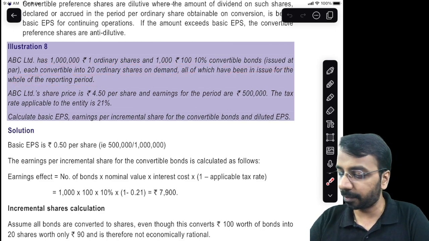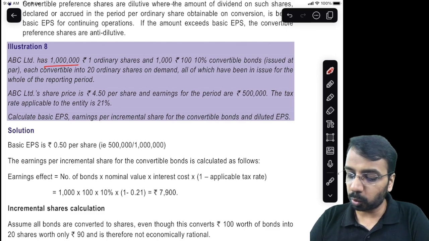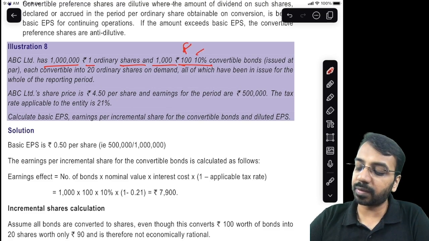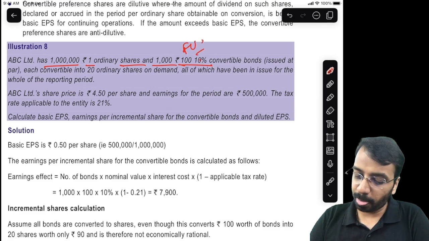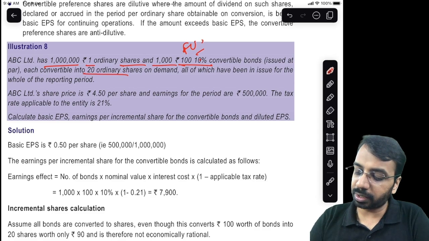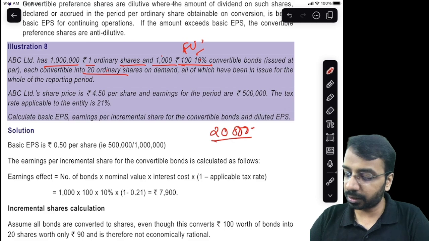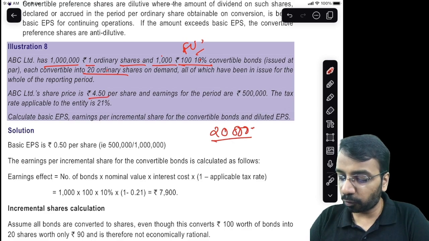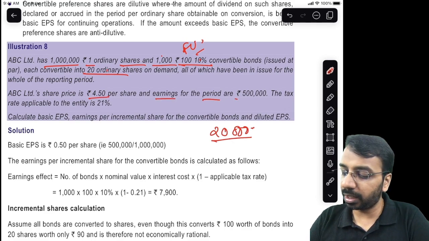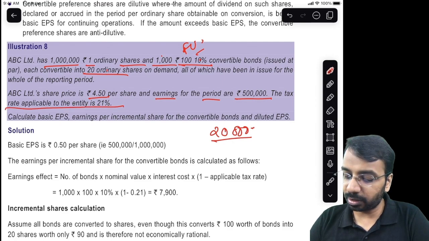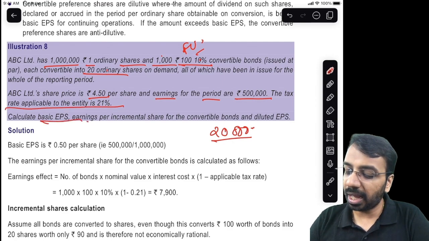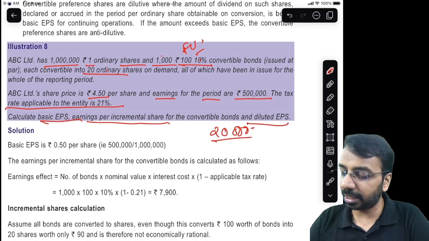So here what is there? Here they are saying there are 10 lakh 1 rupee ordinary shares and 1,000 bonds of 100 rupees face value, 10% convertible bonds. They can be converted into 20 ordinary shares. So 1000 into 20, you will get 20,000 ordinary shares. ABC Limited share price is 4.5 per share and earnings for the period are 5 lakhs. Tax rate applicable is 21%. Calculate basic and earnings for incremental shares and diluted EPS.